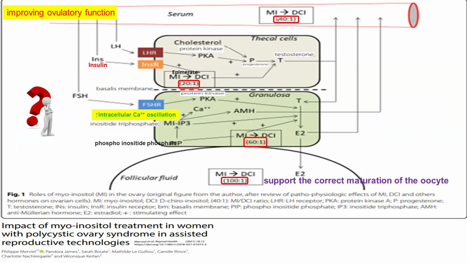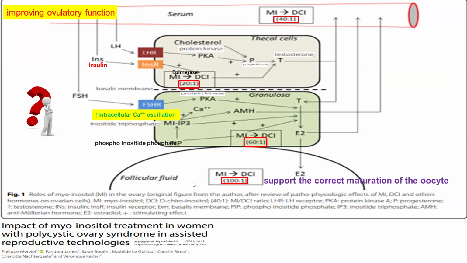40 to 1 myo to dicairo. In the theca cell, the ratio is 20 to 1. In the granulosa, 60 to 1. In the follicular fluid, 100 to 1. What is the message of this ratio distribution from this excellent study?